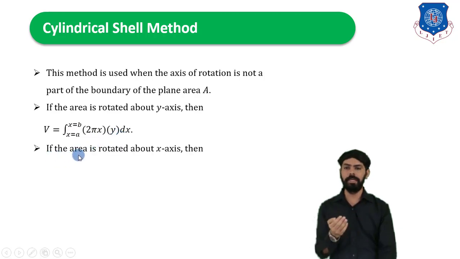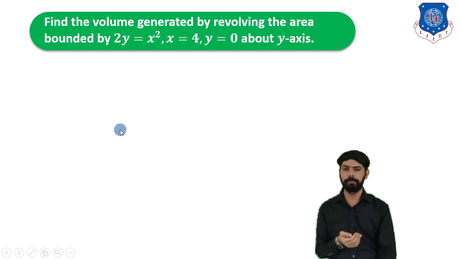So if the area is rotated about x-axis, then volume V is equal to integration from y equal to c to y equal to d 2 pi y into x dy. So we will use these formulas in example. So let us discuss example, that is find the volume generated by revolving the area bounded by 2y equal to x square, x equal to 4, y equal to 0 about y-axis.